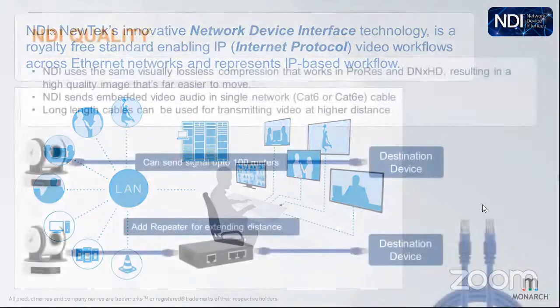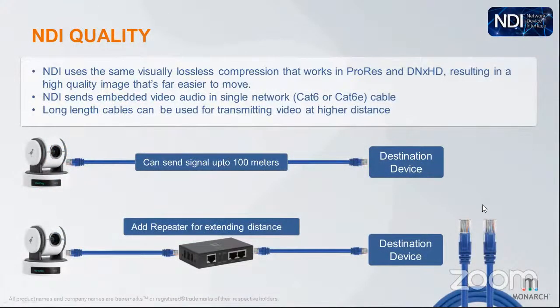Next up, we will see about the quality. NDI quality is lossless compression, which gives you very high quality, and it is very easy to manage the cabling and input and output sources. Basically, NDI is nothing but an interface where we are able to send video and audio through a single network cable. It can be a Cat6 or Cat6e cable, and the length of the cable comes to around 100 meters. So if you have an NDI camera, you connect it directly to your destination device, and you can go up to 100 meters, which is roughly 328 feet.